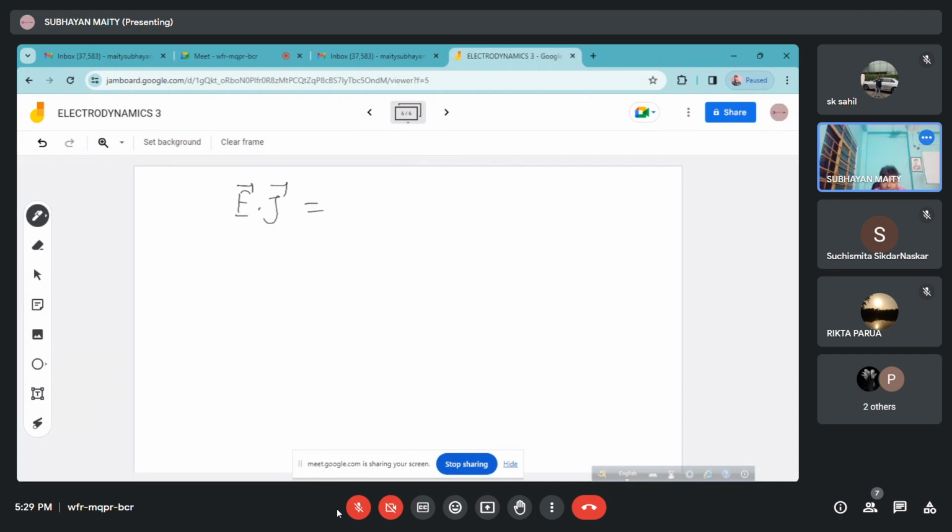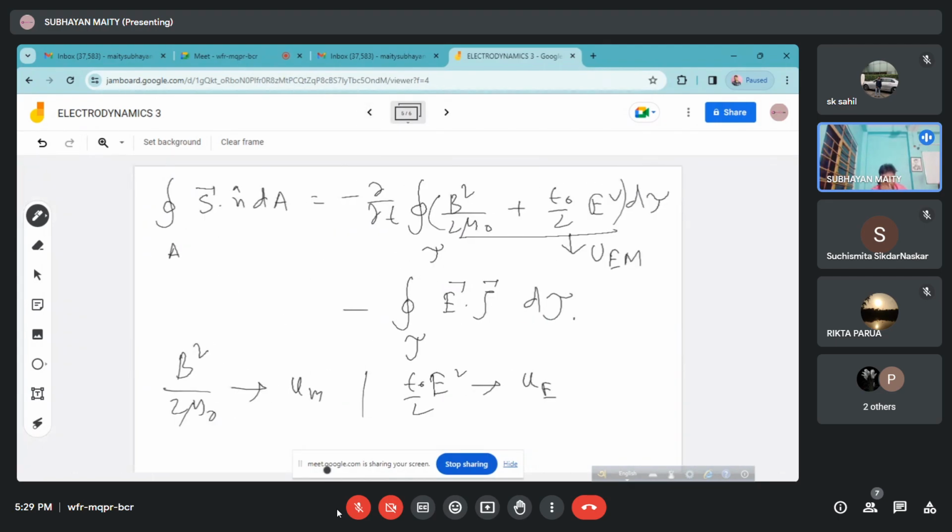E dot J means potential difference V by distance d, and J is nothing but current by area. So this is power, that means VI actually. So this is electrical power by volume. So over volume integration of E dot J, it will yield the ohmic power loss. That means ohmic energy transferred or dissipated per unit time.